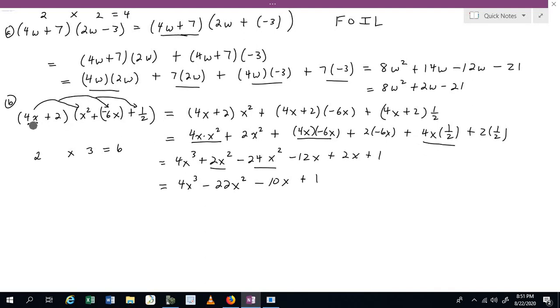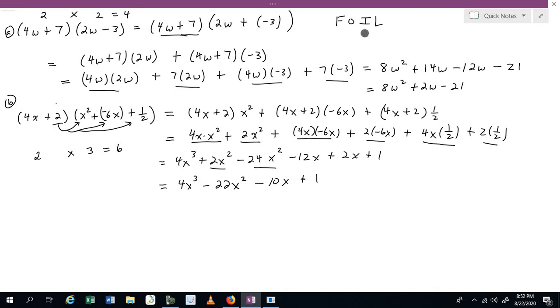So you get 3 terms by multiplying the 4x by each of these 3 over here, right? And then when you're done with that, now you move on to the 2. And you multiply the 2 by each of the 3 terms over here. So 2 times this, 2 times this, and then 2 times that. Okay, so let's see what those are. The 2x squared, there's that one. 2 times negative 6x is that one. And then 2 times 1/2 is that one.